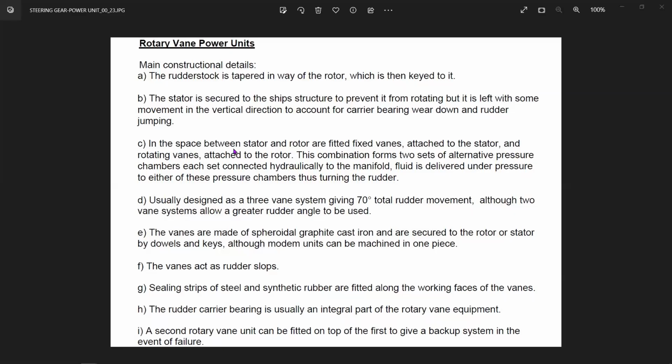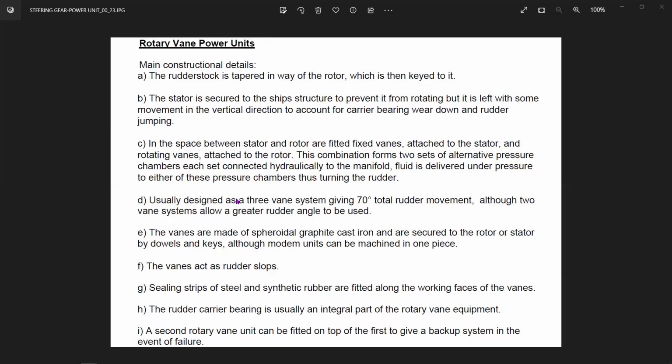So again, in the space between the rotor and stator are fitted vanes attached to the stator, and rotating vanes attached to the rotor, as I showed you. The combination forms two sets of alternate pressure chambers. Each is connected hydraulically to the manifold. Fluid is delivered under pressure into either of these pressure chambers, thus turning the rotor.